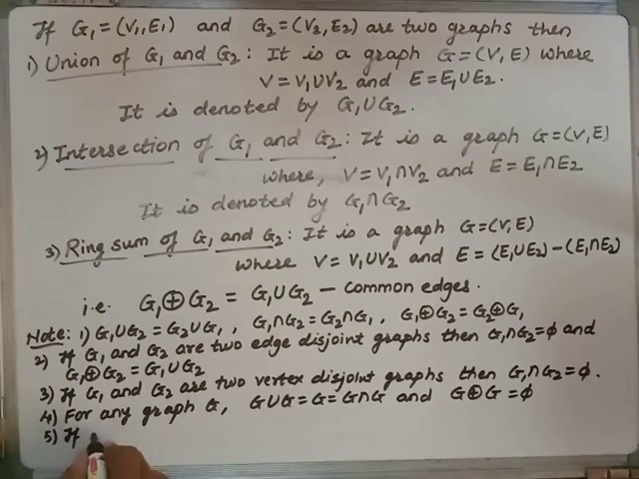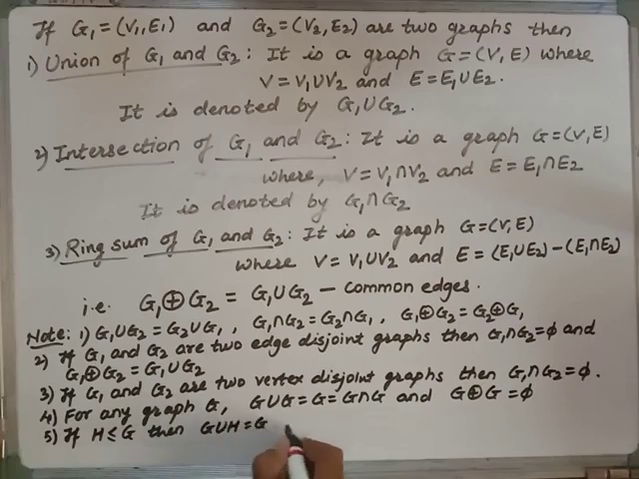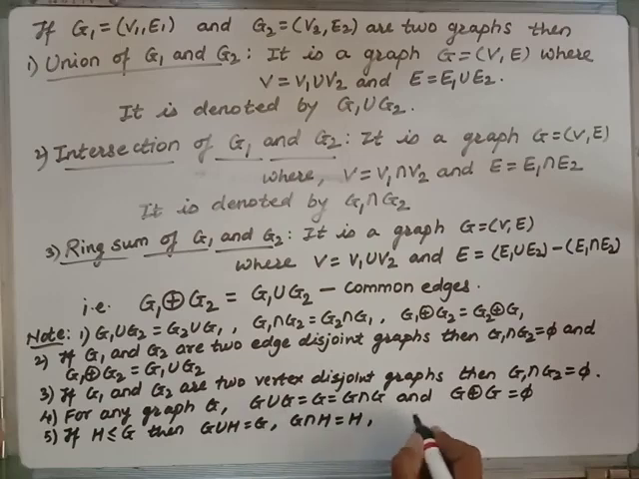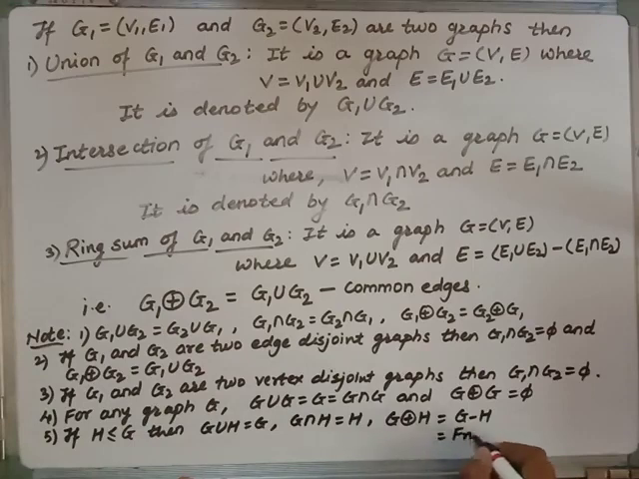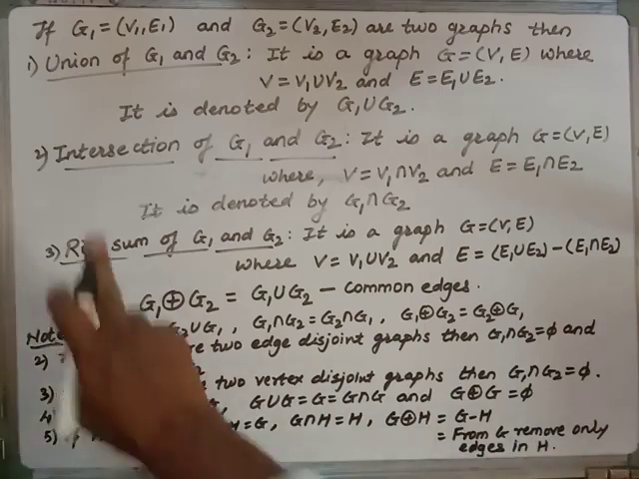Then next one, if H is a subgraph of G, then G union H will be G. What about G intersection H? It will be H, and G ring sum H will be G minus H. From G, simply remove only the edges in H. This is the part about union, intersection, ring sum.